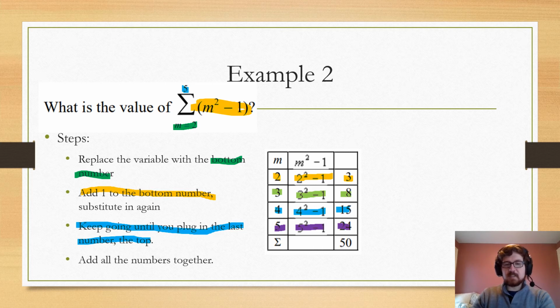Well, I said last but not least, but this is really last but not least: you add everything together. So our answer here would be 50, right here. 50 would be the sum of this.